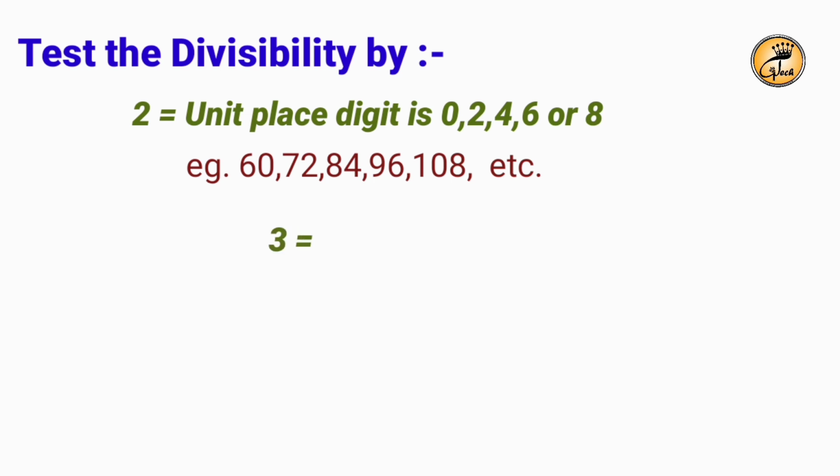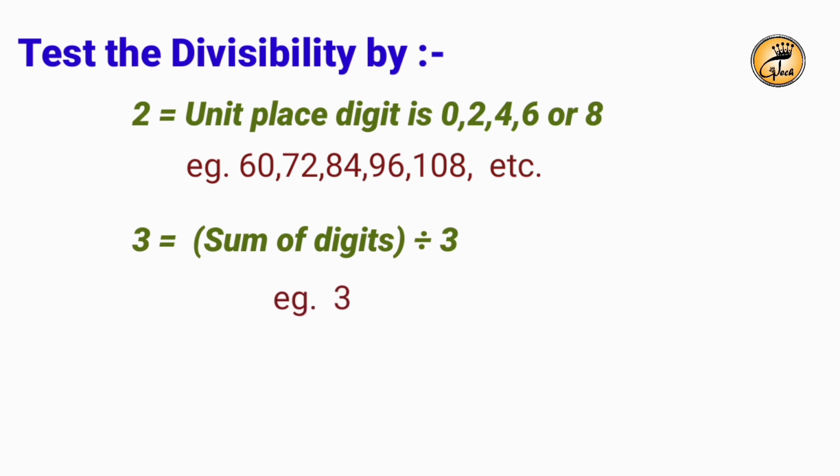A given number is divisible by 3 only when the sum of its digits is divisible by 3. For example, 348, 68 and 74 as the sum of digits is divisible by 3.